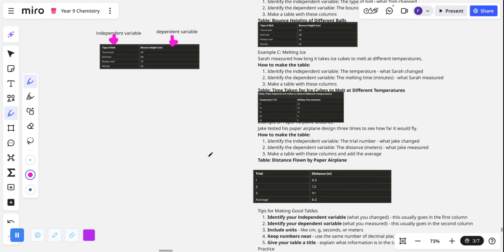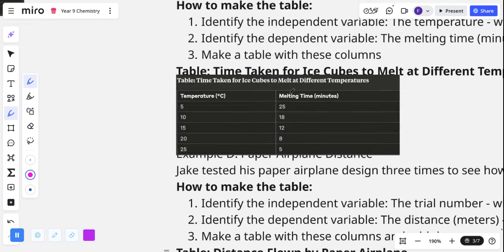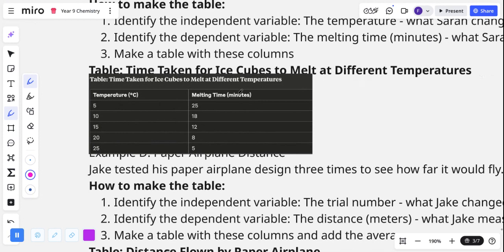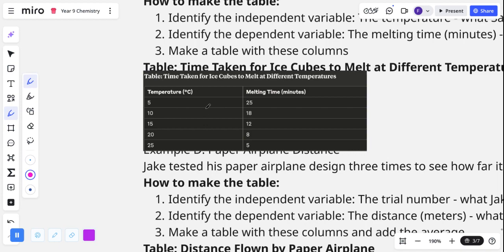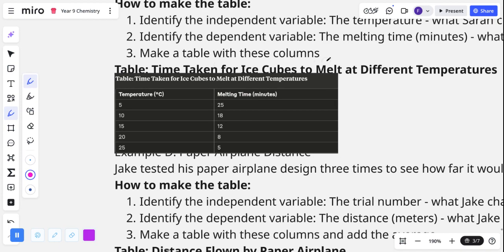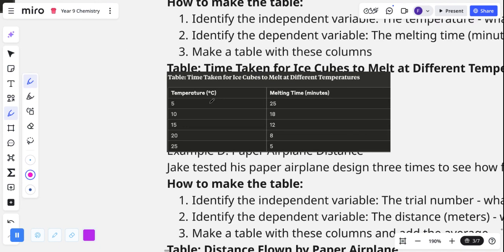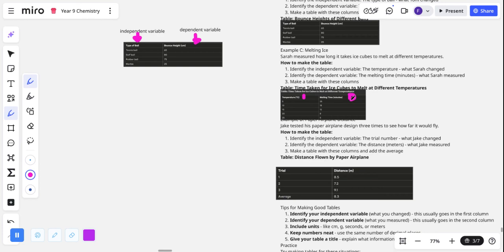Okay. Now, next experiment. Time taken for ice cubes to melt. Well, this is your temperature. So this is the time taken for ice cubes to melt at different temperatures. You were picking the temperature. This is your independent variable. You are measuring the time. This is your dependent variable.